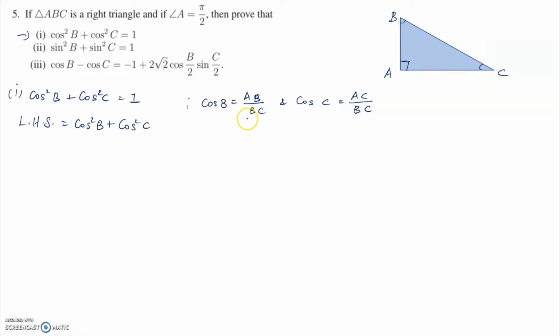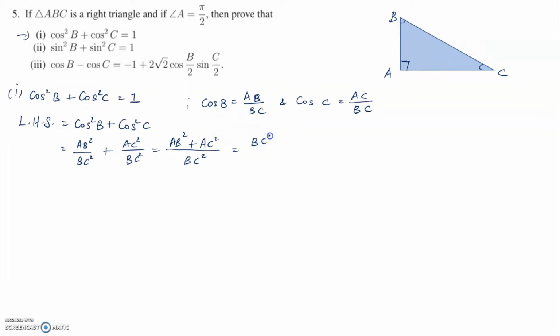So this will now become AB squared divided by BC squared plus AC squared divided by BC squared. So since BC squared is common, we can have that as a common denominator and add the numerator AB squared plus AC squared. According to the Pythagoras theorem, AB squared plus AC squared is equal to BC squared.